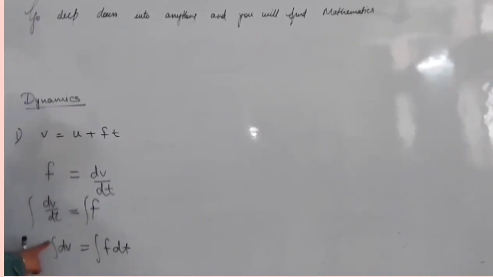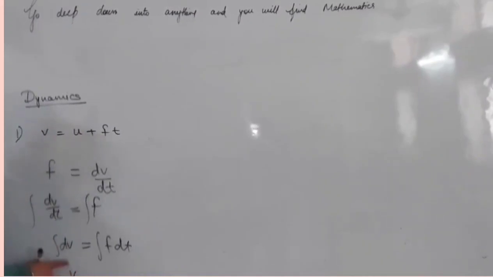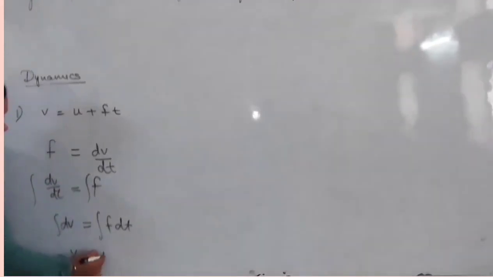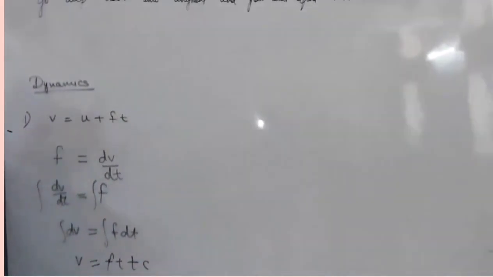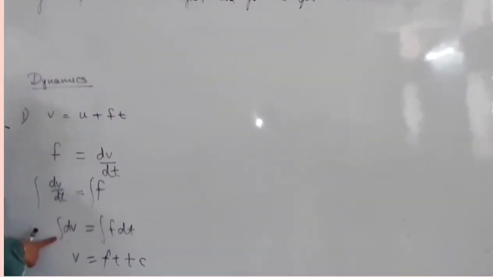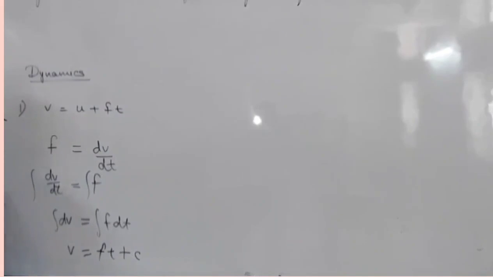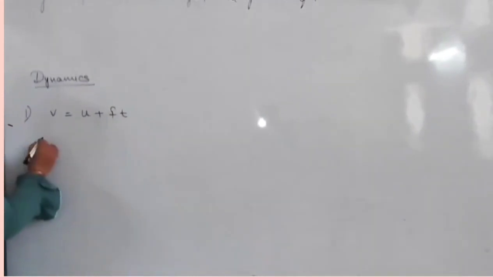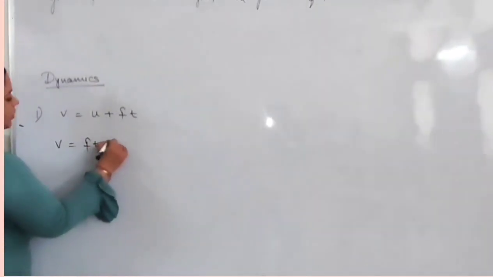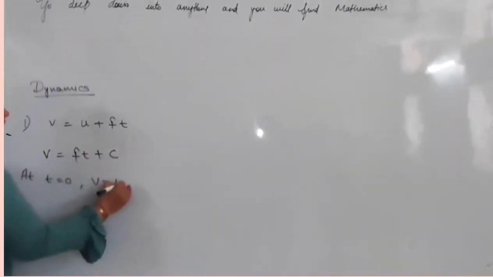Now we know whenever integration is taken on a derivative, the integration and derivative cancel, and we get the function V is equal to Ft plus some constant. Constant is added because we have considered here indefinite integral. So constant is added to balance the equation. That implies we have got V is equal to Ft plus C, and we know that at t equals to 0, V is equal to U.